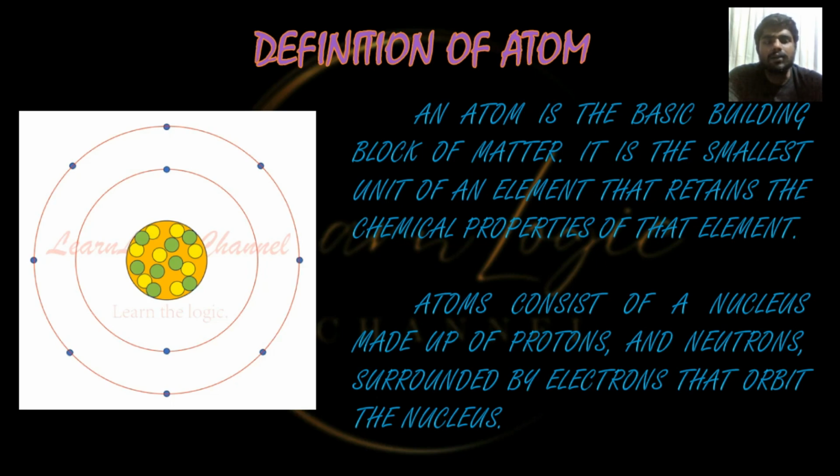Atom consists of a nucleus made of protons and neutrons surrounded by electrons that orbit the nucleus. You can see in the video, in the yellow region, the nucleus that is having protons and neutrons embedded in it, and around that nucleus electron orbits are there, where the point particles like electrons are shown, which are revolving around the nucleus. Let's move towards the next slide.